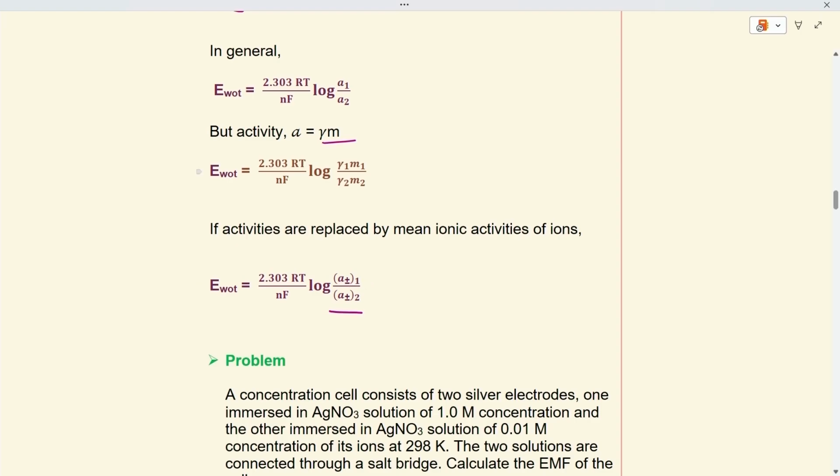Just watch. In the other case, when it was cations, it was the reverse case. It is mean ionic activity of 2, that is in the cathodic compartment, divided by that of the anodic compartment. In this case, it is the anodic compartment divided by the cathodic compartment. This is because it is reversible with respect to anions. Okay. Now, let us move on to the problem.